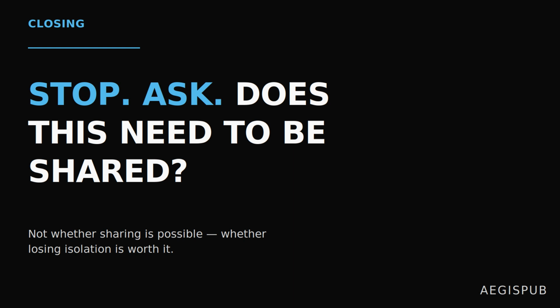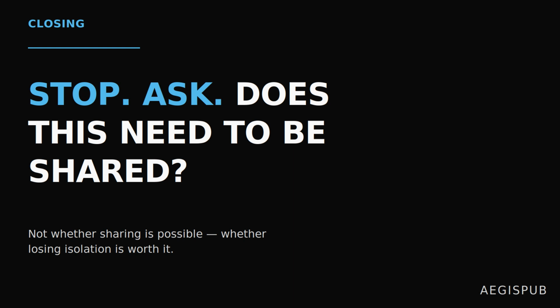Efficiency will always argue for sharing. A shared authentication service is cheaper than 12 separate ones. A shared database is simpler to operate than a dozen dedicated instances. A flat network is easier to troubleshoot than a segmented one. These arguments are not wrong. They are incomplete. They account for the operational cost of isolation and stop there without accounting for the security cost of the common mechanism that sharing creates.